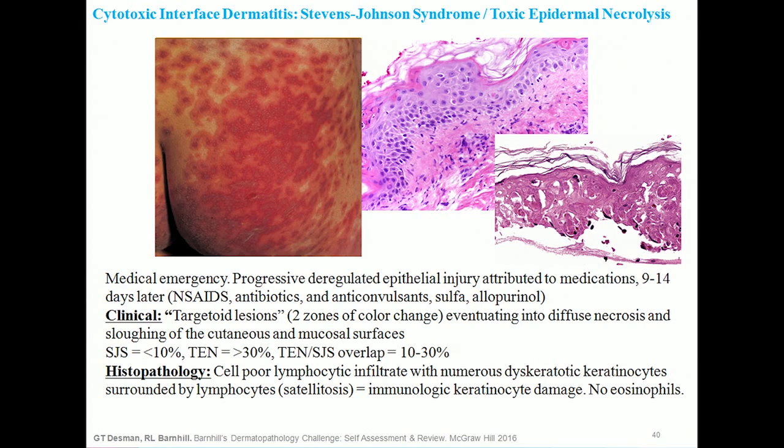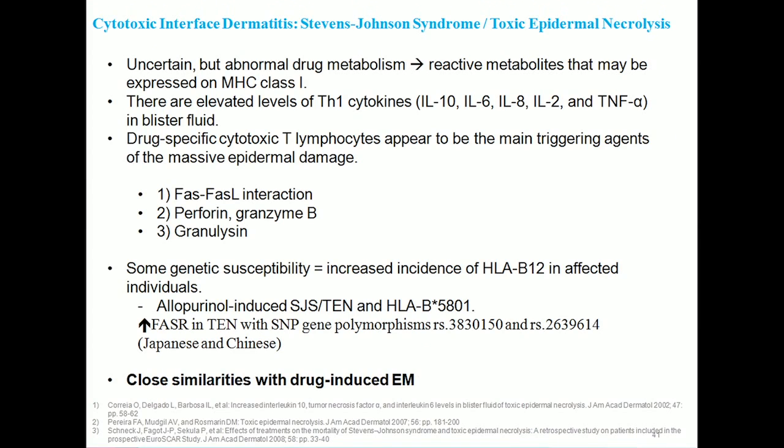Stevens-Johnson syndrome and toxic epidermal necrolysis. This is a medical emergency with progressive deregulated injury of epithelial cells attributed to medications. Histopathologically, it's identical to EM. You really can't distinguish between the two. The difference is that EM is a localized, self-limited process, whereas SJS and TEN is a runaway process involving the entire skin and becoming more severe. But in terms of the pathogenesis, it's very different than EM.